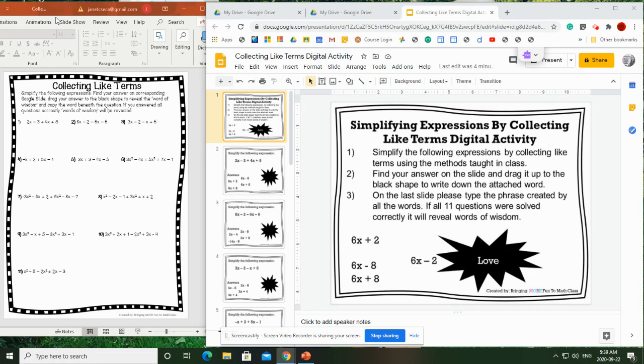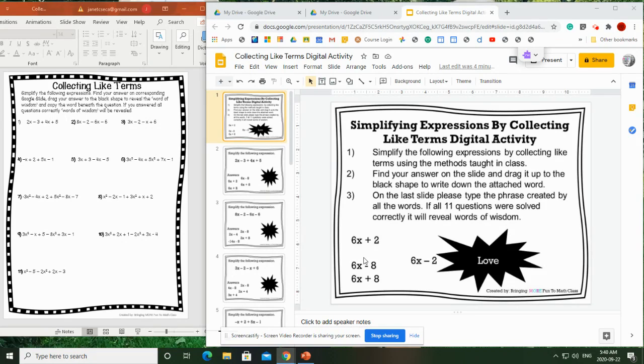So this is the first slide that occurs on the Google document. It says, simplify the following expressions by collecting like terms using the methods taught in class. Find your answer on the slide and drag it up to the black shape to write down the attached word. On the last slide, please type the phrase created by all 11 words. If all 11 questions were solved correctly, it will reveal words of wisdom. And then there's an example of what it looks like to do that.